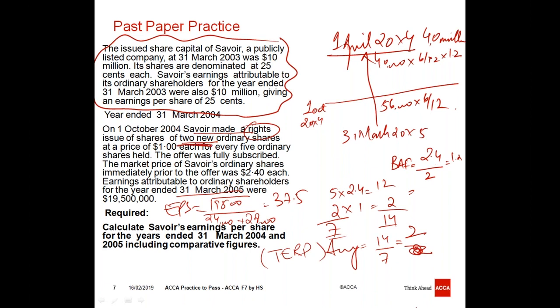Now, the company has actually issued right shares of 2 for every 5 held. So 40,000 into 2 upon 5 will be 16,000. So we have added these two values. 40,000 plus 16,000. So in the last 6 months, we have 40,000 previous shares and 16,000 new right shares. So this is how we have calculated 56,000 for the last 6 months.